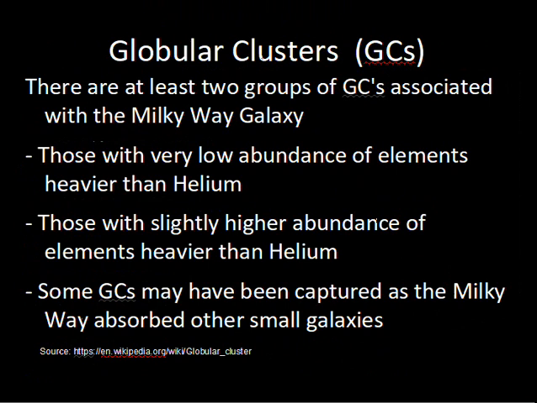There appear to be at least two groups of these globular clusters. Some have extremely low abundance of elements heavier than helium. They're just hydrogen and helium and a few trace elements heavier than that. And then there's a group of globular clusters that have slightly elevated abundance of elements heavier than helium. Not as high as the abundance of these heavier elements in the sun, but there is a noticeable difference, a noticeable increase in the elements beyond helium in some of these globular clusters.